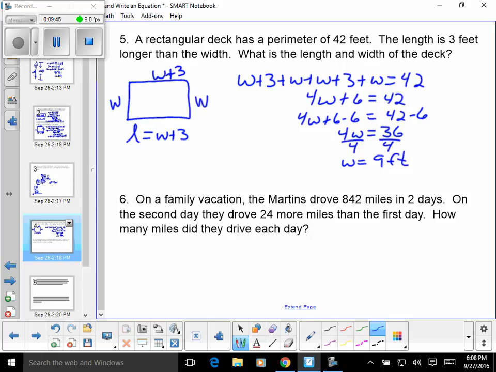It says that I want the length and the width. The length is W plus 3, so that's going to be 9 plus 3, which is 12 feet. How'd you do? Did you get it right?